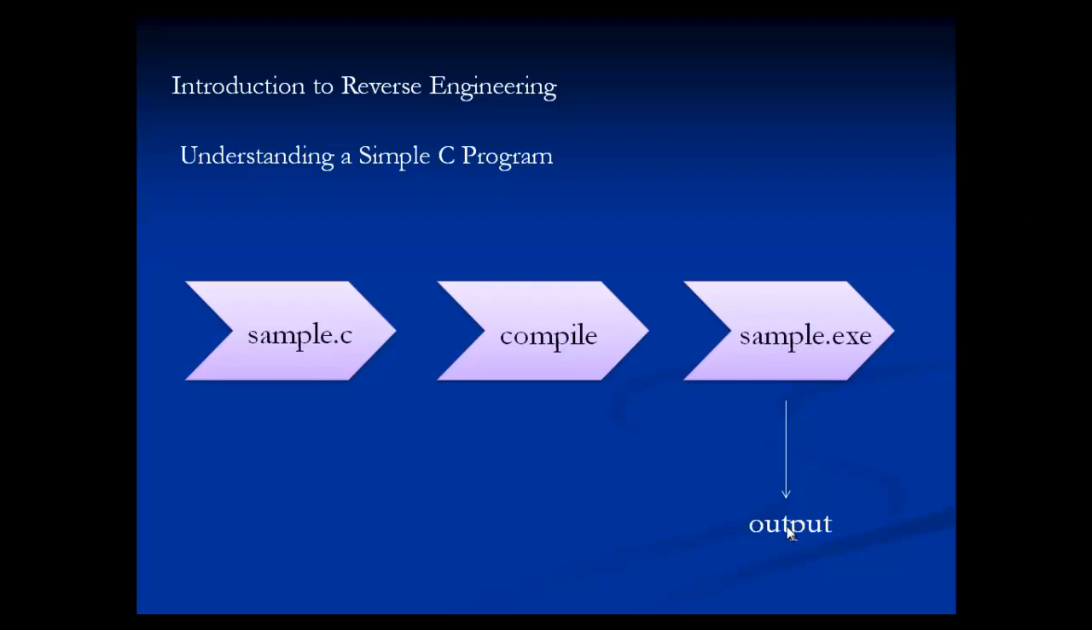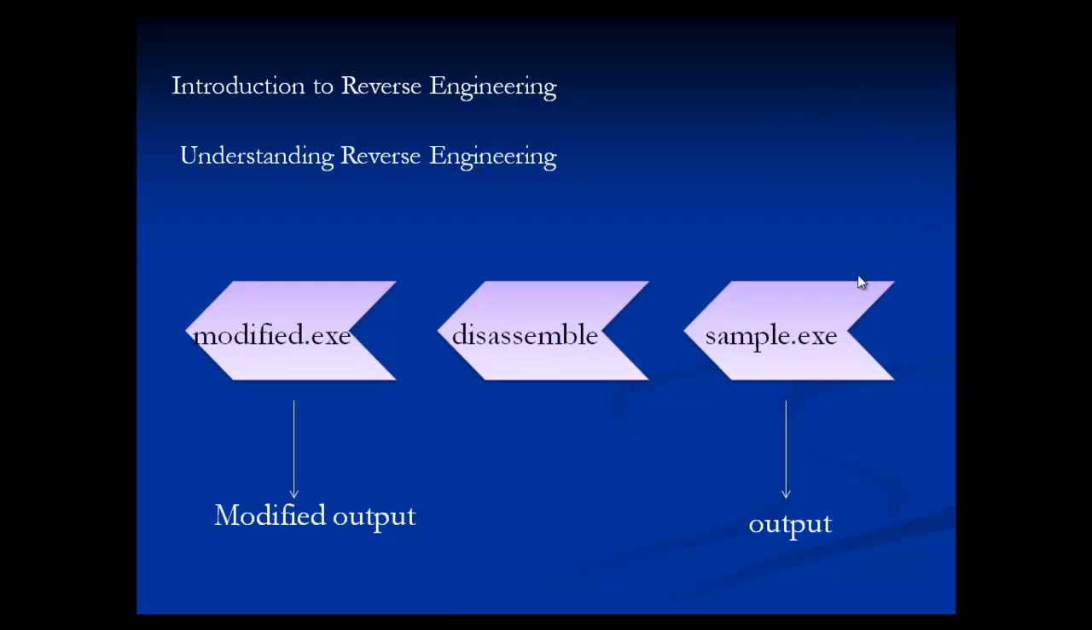And this is what software vendors generally do. They write some source code, compile it, and give us an exe file. So in our case, we don't have the source code to modify the program or to create our own programs. Now this is where reverse engineering comes into the picture. In a reverse engineering case, we take this sample.exe file which gives the original output. We try to disassemble it, modify the code, and generate a modified exe file with which we can get the desired output which we want.